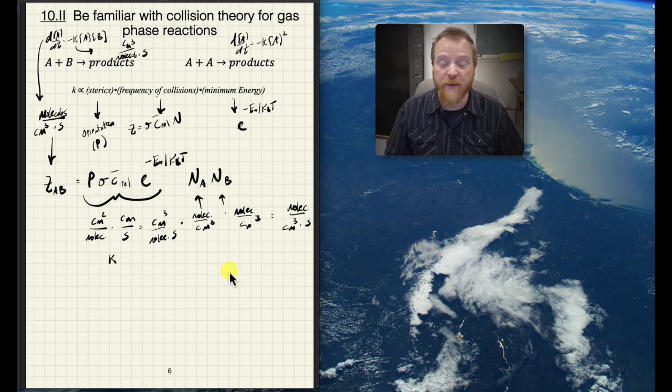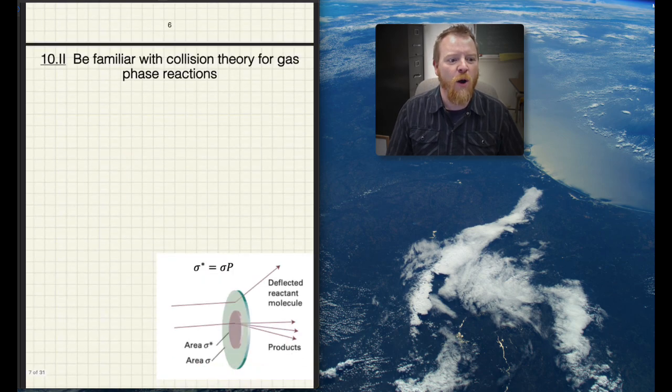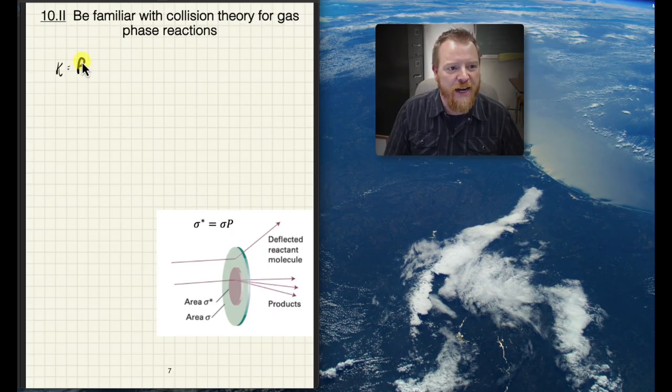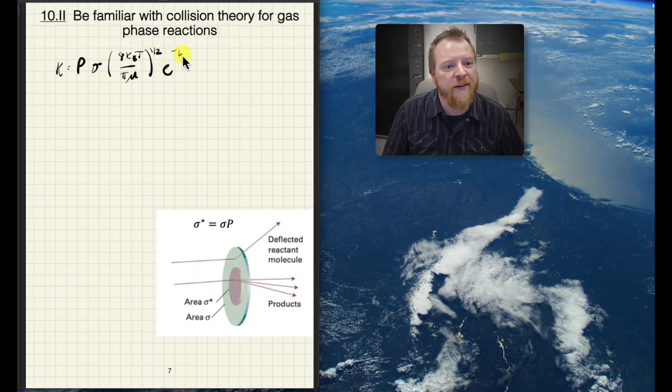We have a fundamental way of coming up with what a rate law is without using any of this kinetic stuff. So let's keep going with that. So now we can write that the rate constant K is going to be equal to the following. So we still have that orientation factor, P, times sigma. Now I'll include the equation for C relative, 8 kBT over pi times mu, all square root, and then e to the negative EA over RT.